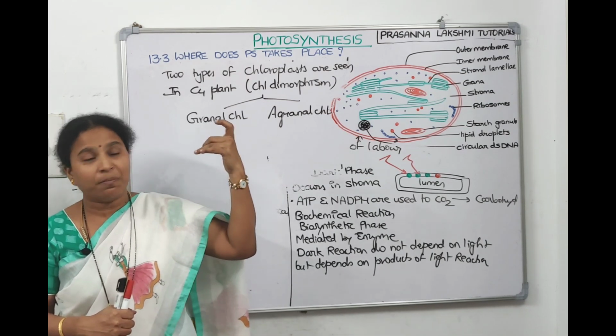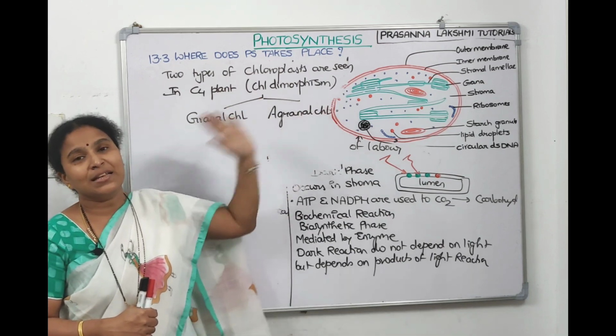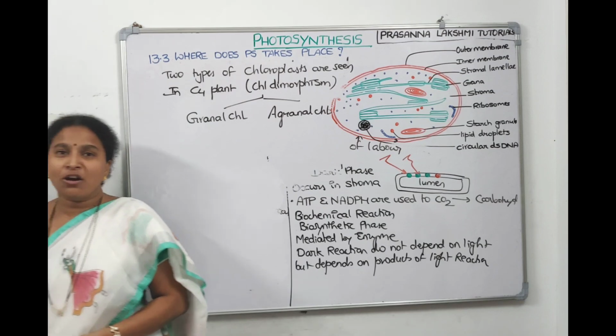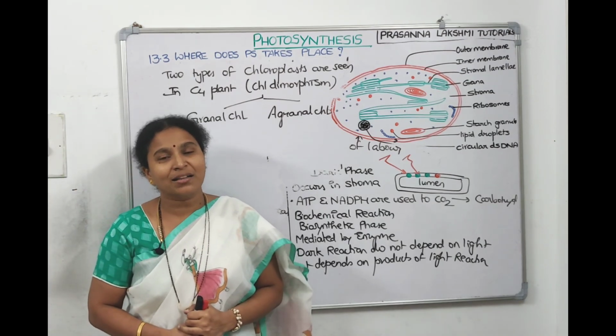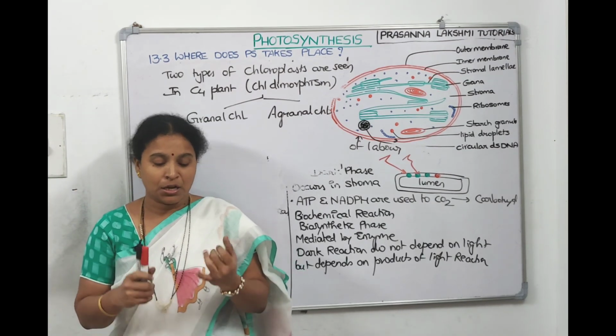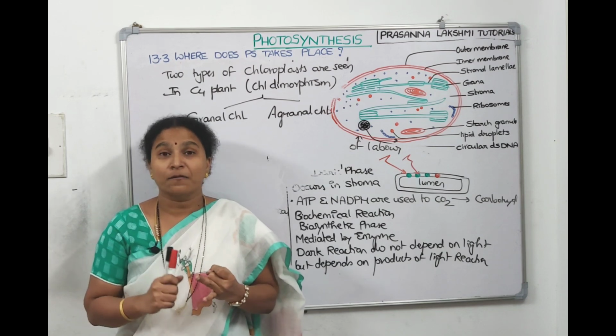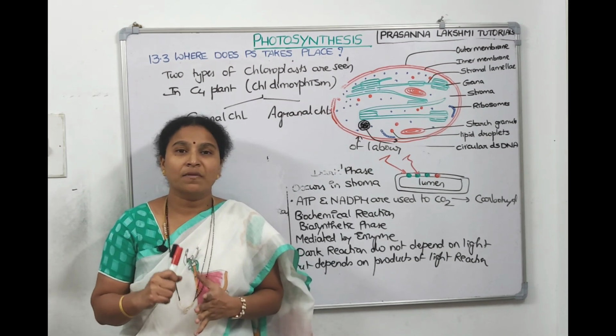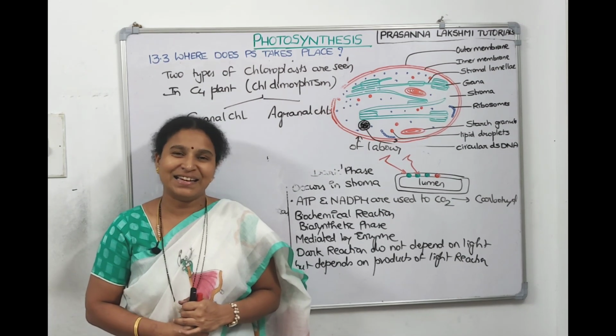13.3, where does photosynthesis occur? This is the place where photosynthesis occurs. In the next lecture, we will talk about the pigments. What are the pigments present in higher plants? Chlorophyll A is there, chlorophyll B is there, xanthophyll is there, carotenoids are there. We will discuss that in detail in the next lectures.